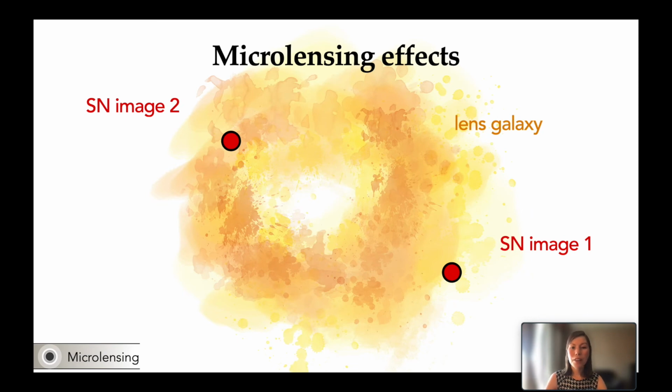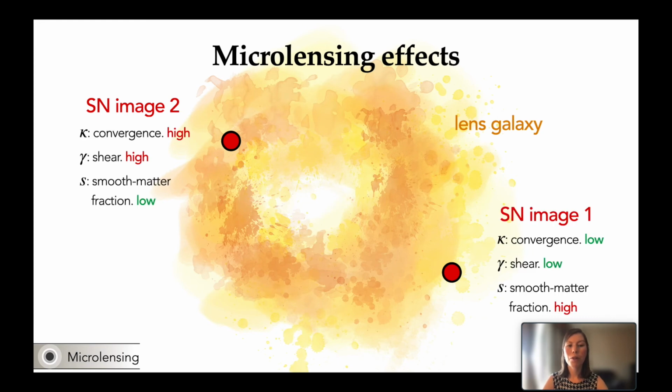So here we see an image of a lens galaxy with 2 supernova images. And in order to calculate the microlensing contributions for each position around the images, there are 3 important parameters. So the first one is kappa, the convergence, and this is the projected surface mass density, which results in an isotropic magnification. And then we have gamma, which is the shear, and this results in distortion or stretching of the images. Then S is the smooth matter fraction, so the fraction of dark matter to stellar matter.